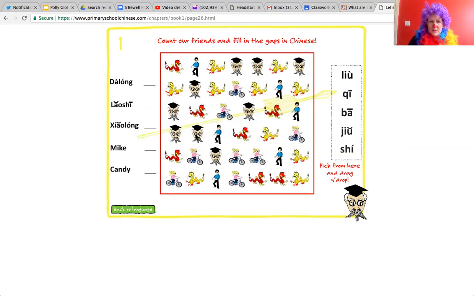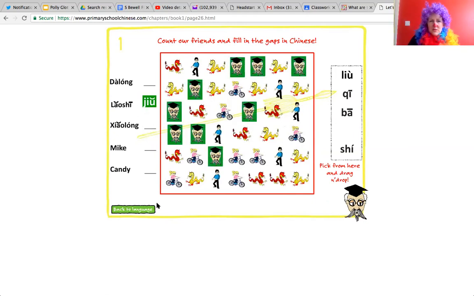1, 2, 3, 4, 5, 6, 7, 8, 9. Can we remember the Chinese for 9? Let's count together. 1, 2, 3, 4, 5, 6, 7, 8, 9. I think that the answer for Lǎoshī is 9. Here we go. Now then, Mike. I think Mike was the boy here. So let's see. 1, 2, 3, 4, 5, 6.